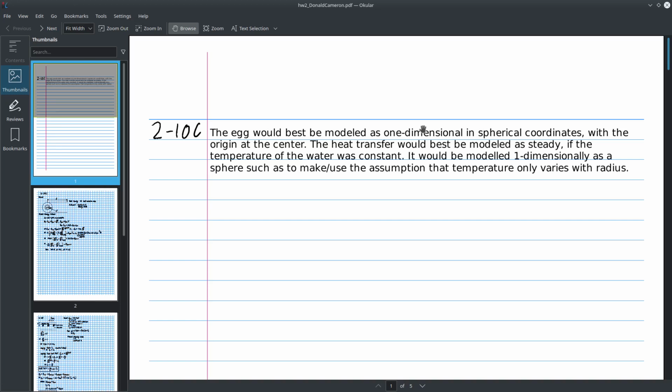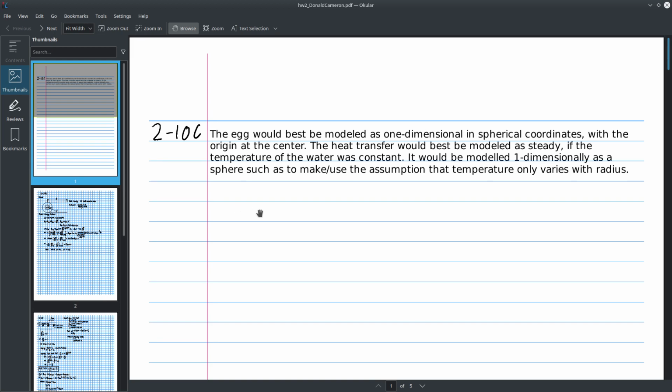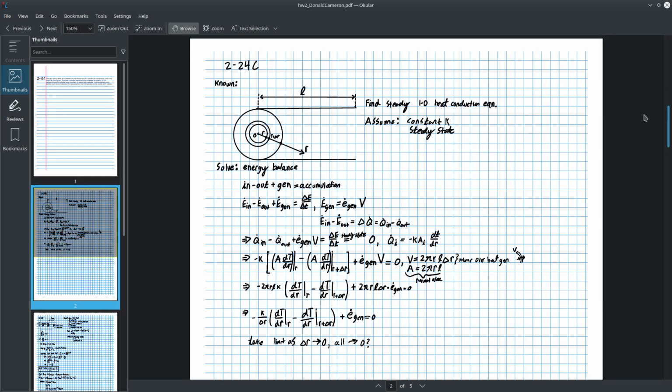The best way to model heat transfer through an egg would be to consider it in spherical coordinates and with steady state heat transfer, as that would allow us to look at it as a one-dimensional problem with the variables only varying with the radius. For this problem, we are to derive the steady state one-dimensional heat conduction equation from an energy balance.